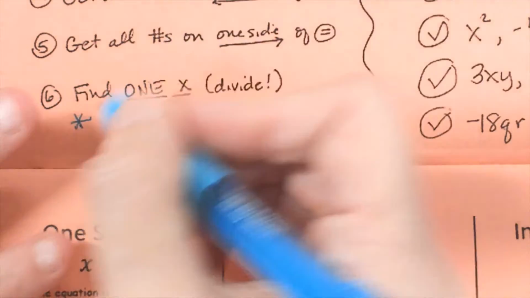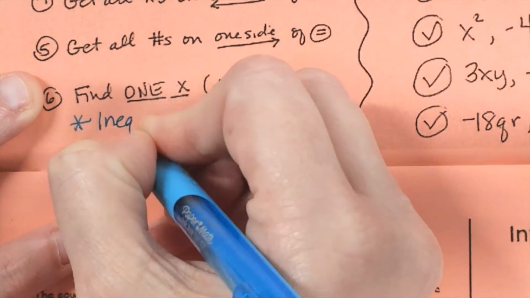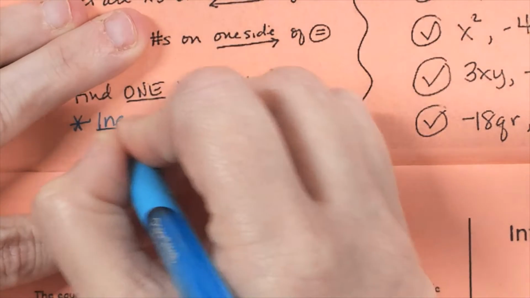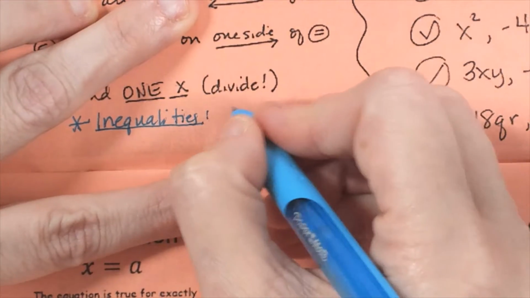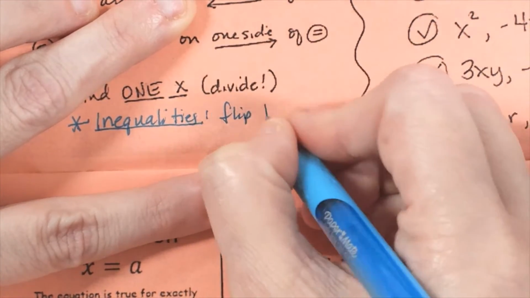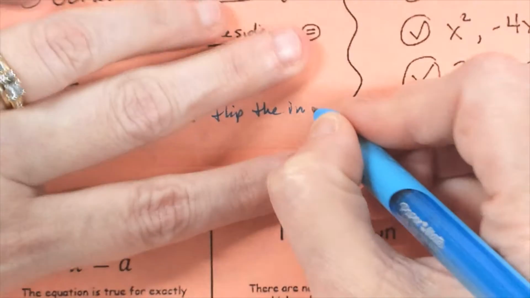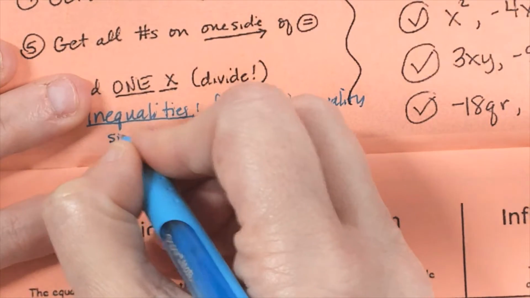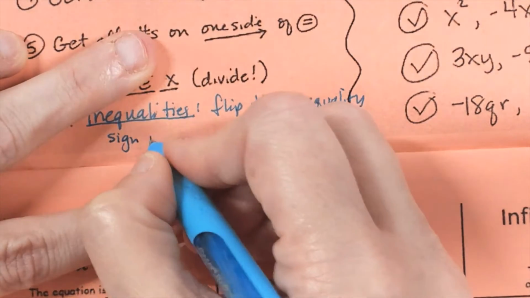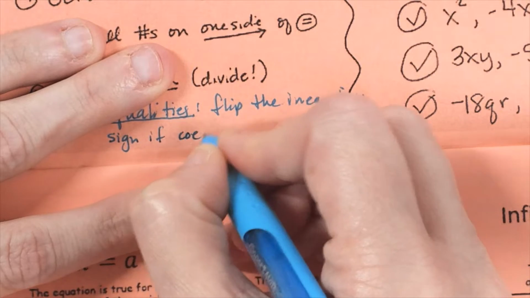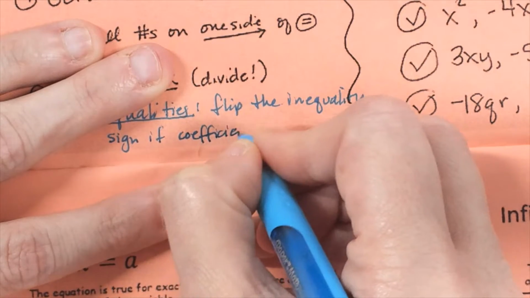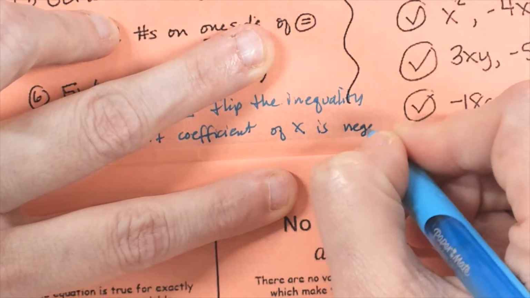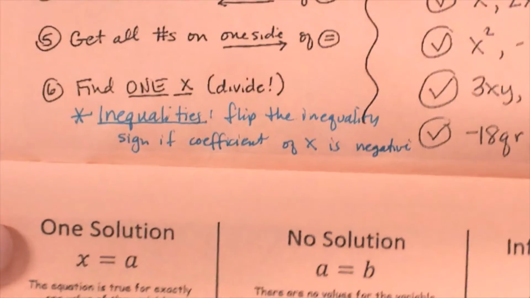And that extra thing is when we have an inequality. So for inequalities, flip the inequality sign if the coefficient of x is negative.